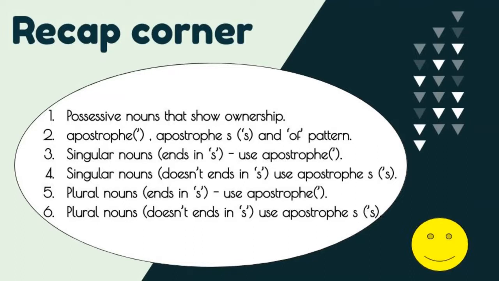And the third point is, if a singular noun is ending with the letter s, we put an apostrophe after the noun. If a singular noun is not ending with the letter s, we can put apostrophe s after the noun. And the fifth point is plural nouns. If a plural noun is ending with the letter s, we have to put an apostrophe after the noun. If a plural noun is not ending with the letter s, we can put apostrophe s after the noun.